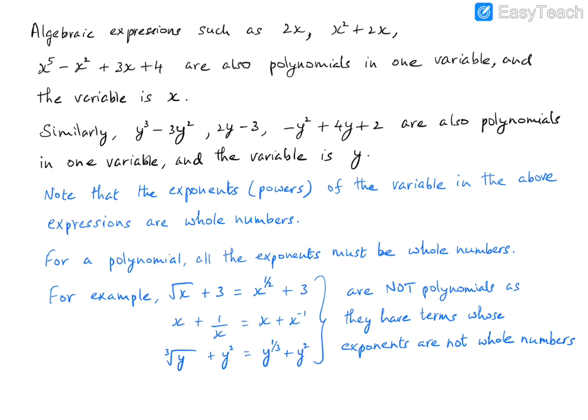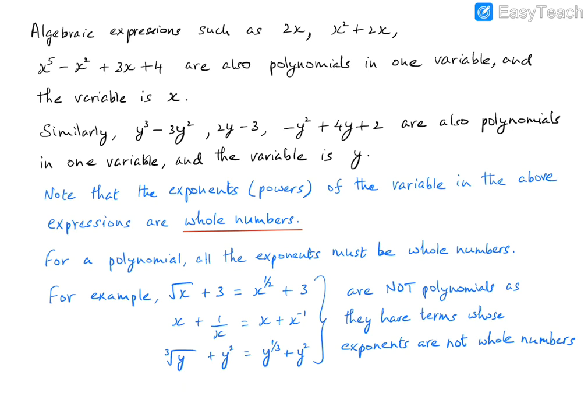And 4 is a constant. The constant can be written as 4x power 0. X power 0 is 1, so 4 into 1 will remain 4. So the constant term is basically having a variable x with a power of 0. But nonetheless, what we notice is that in each and every example, the exponent or the power of the variable are all whole numbers. So all the powers are whole numbers. So this is one requirement for an algebraic expression to be called a polynomial. So for a polynomial, it is required that all the exponents are whole numbers.